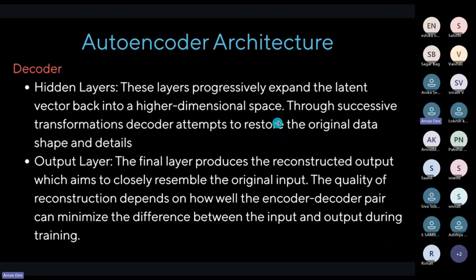The most important part is that the output of the decoder is almost similar to the input. The basis of the autoencoder is to construct an output which really resembles the input. So the quality of the reconstruction also depends on how many layers you have and how well the encoder and decoder pair do. You have to minimize the loss between the input and the output, based on how well it is reconstructed.